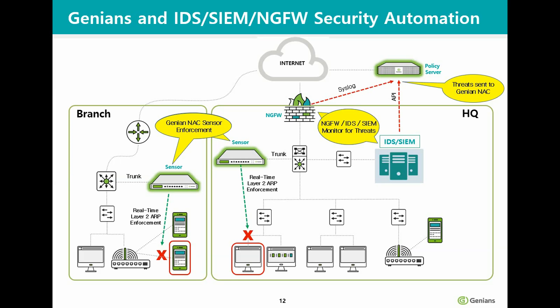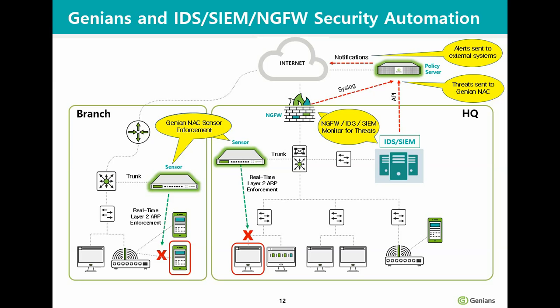The sensors then perform real-time Layer 2 ARP enforcement. This will quarantine devices on the network and prevent them from communicating with any other devices, even on the same wired or wireless network segment.